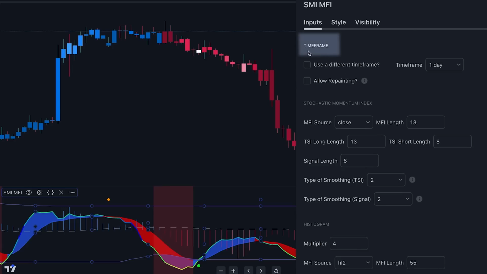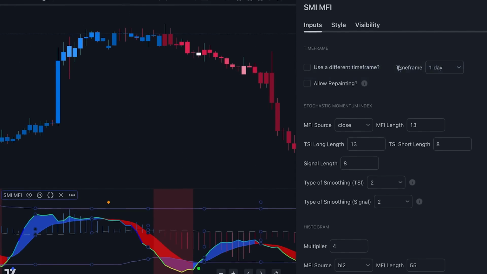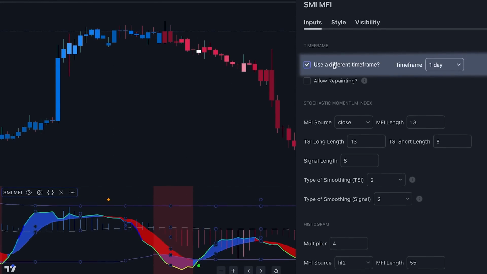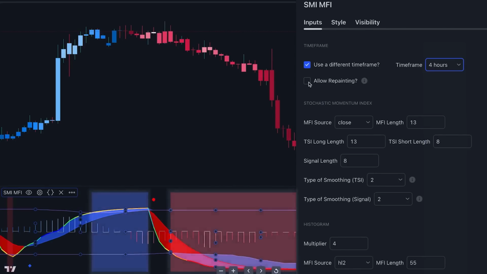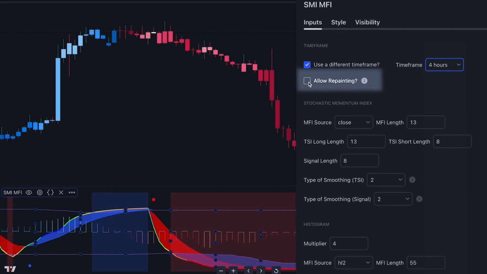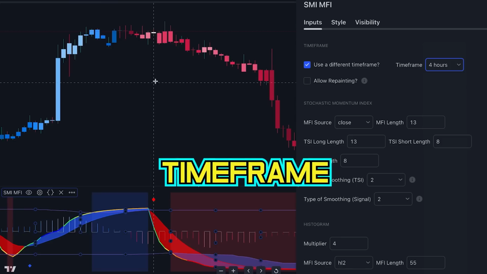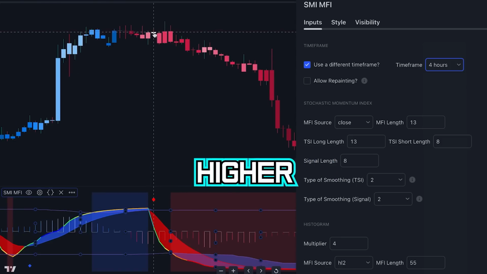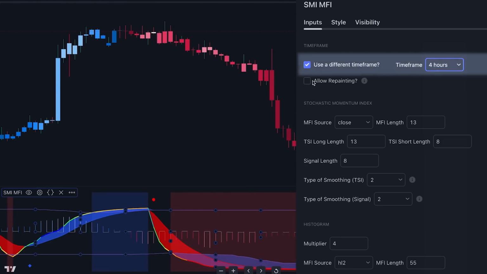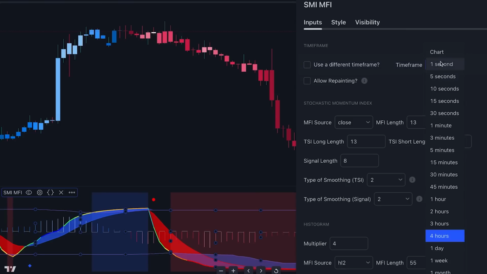First, we have the timeframe options. This will allow you to calculate from a higher timeframe in order to do more advanced analysis. So instead of switching between charts, if you're on the 1-hour timeframe, you could simply have the indicator calculate from the 4-hour timeframe to see those signals. The Allow Repainting option is useful if you are using a much higher timeframe than the one you're currently viewing. This will allow you to get very early signals from a higher timeframe without waiting for the bar to close on that higher timeframe. We will use the current chart and disable repainting for our testing.